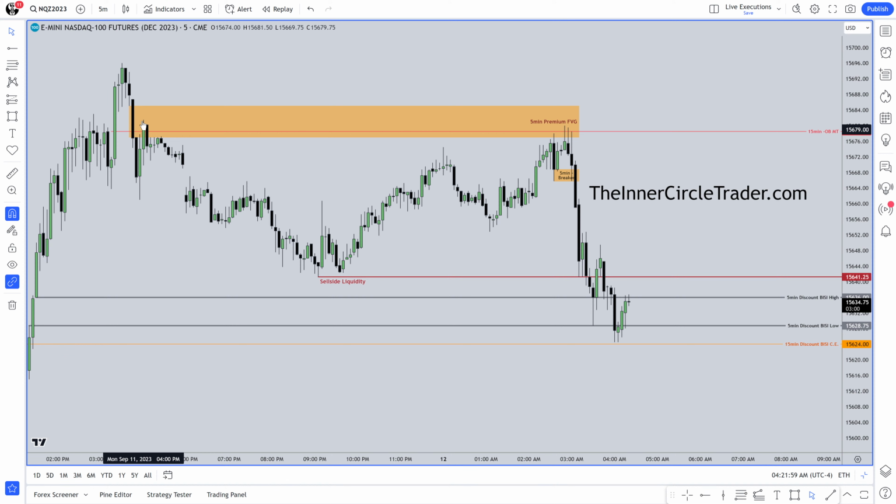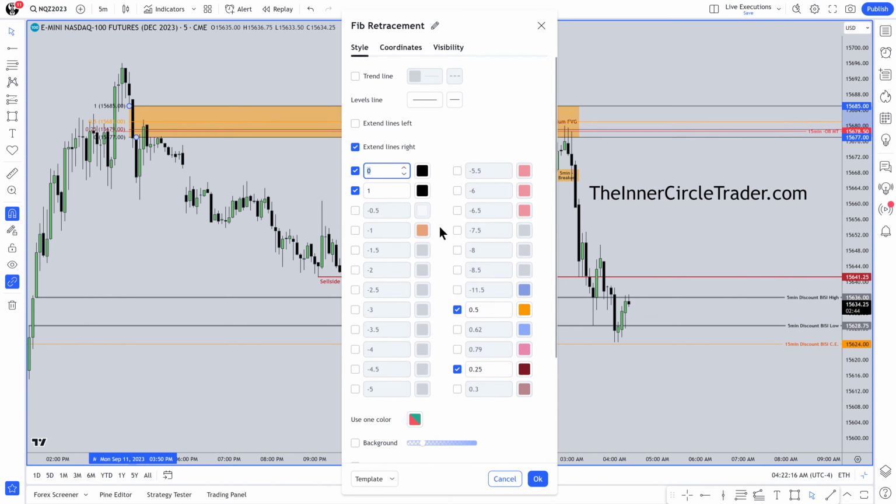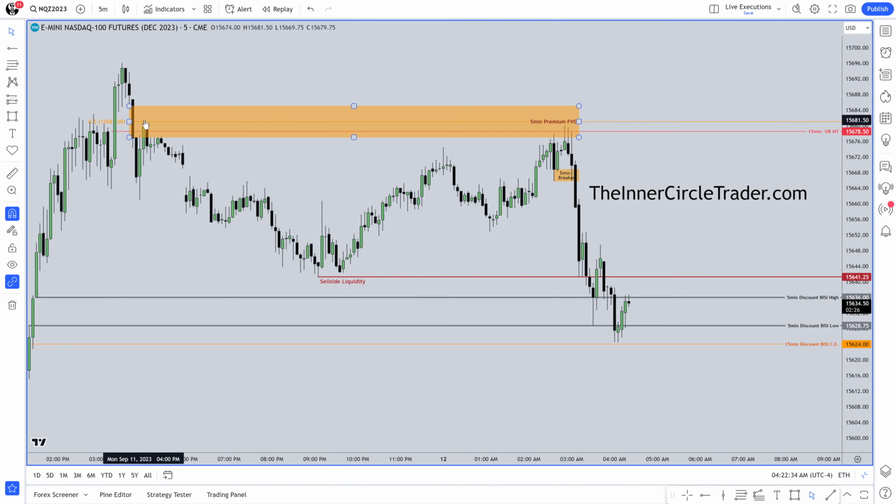see how we had half of that right there? Let me take the other levels off so it makes it a little bit cleaner for you. Half of that inefficiency is here. So 15,681. It wicks through it just a little bit. We call that a mohawk, which is just a small little deviation outside of what would be expected in terms of perfect algorithmic delivery. We'll take this off here.